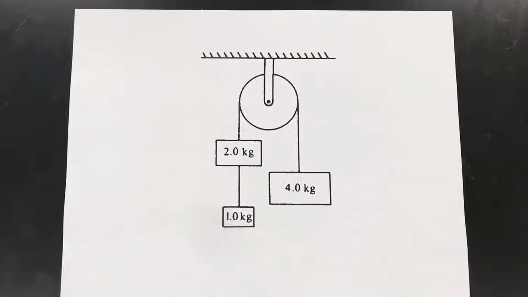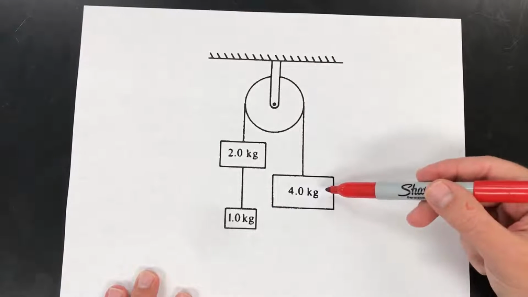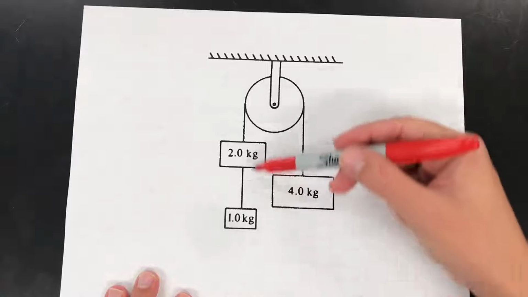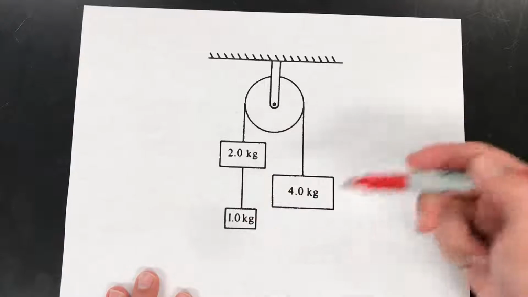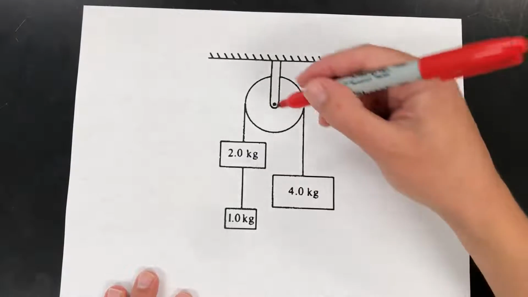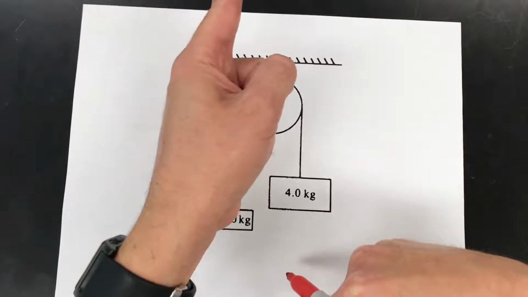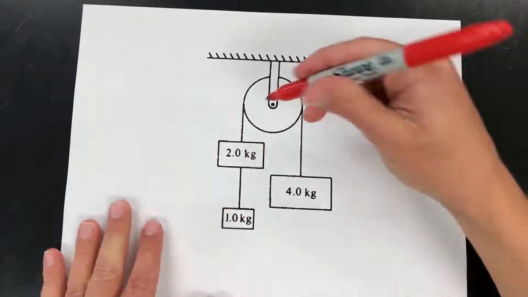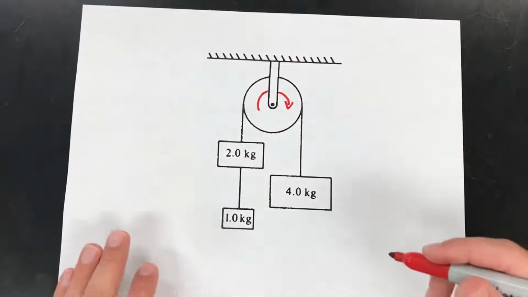This one is a classic Atwood machine problem. We've got our frictionless massless pulley here, 4 kilograms on this side, and a total of 3 kilograms on this side. They're just trying to throw you off a little bit by putting them separate. So anyone would probably guess that this thing is going to accelerate this way. The 4 kilograms is going to come down and the 3 kilograms on this side are going to go up. So it is going to start to rotate clockwise.